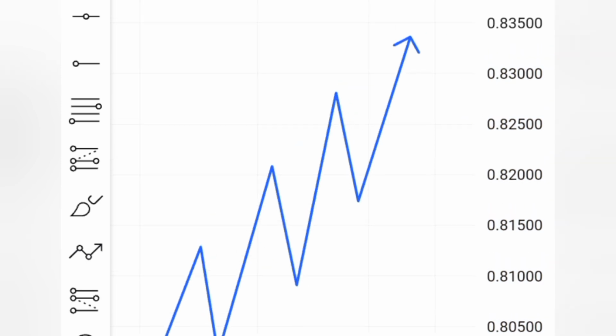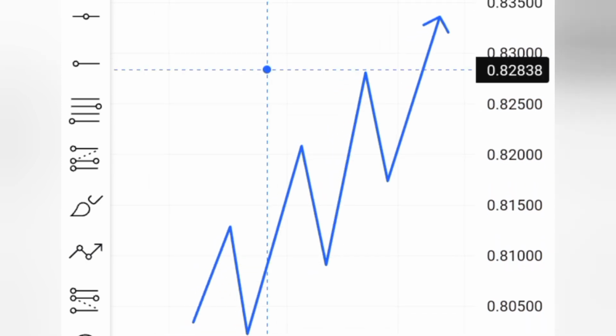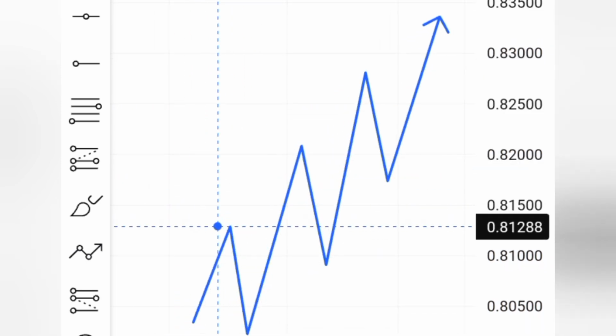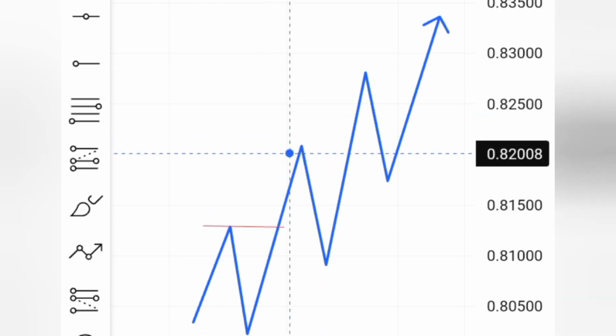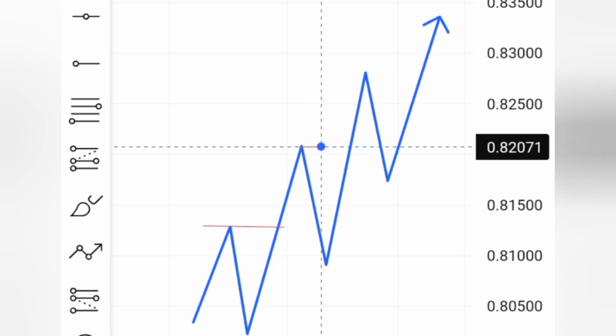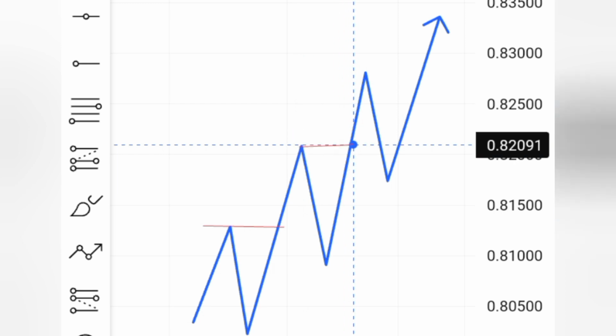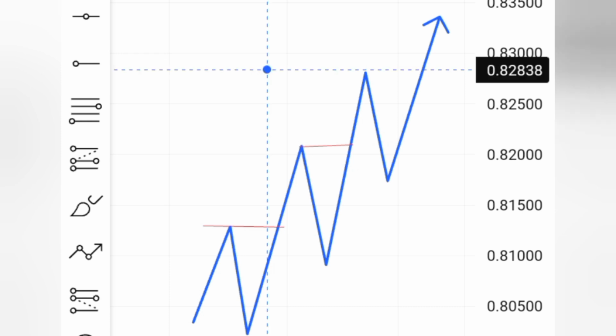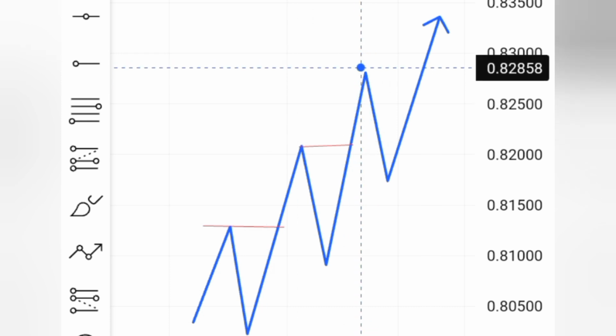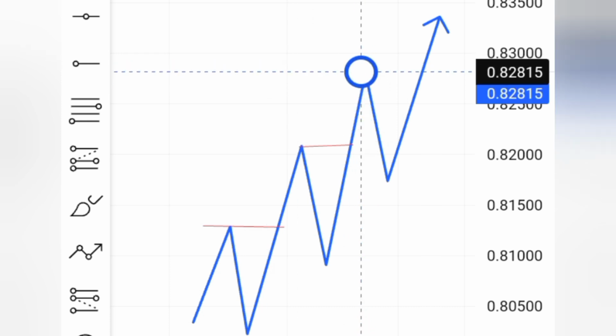When the market creates a high and then breaks it again, this is what we call a break of market structure. Whenever this high is broken again, that means we are continuing the trend. When we break a high, we are continuing the trend. That means these are break of market structures, guys.